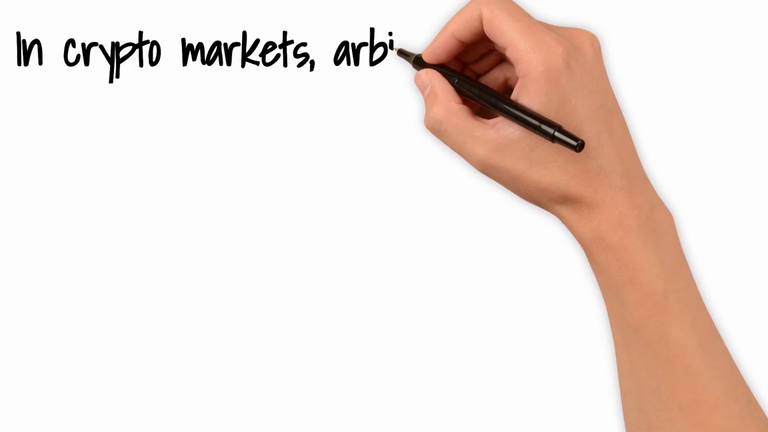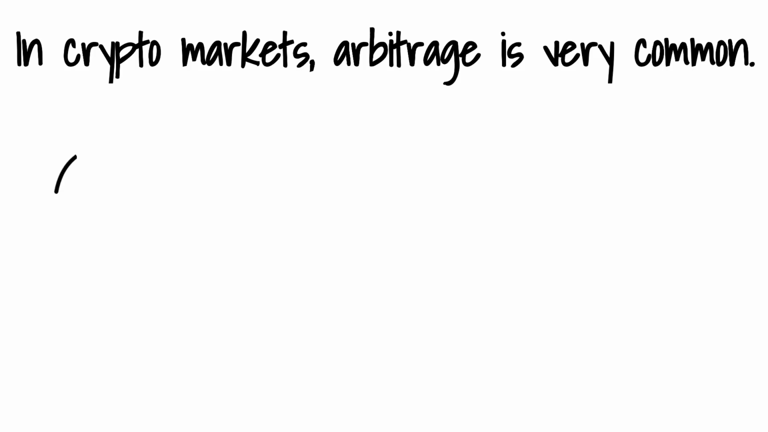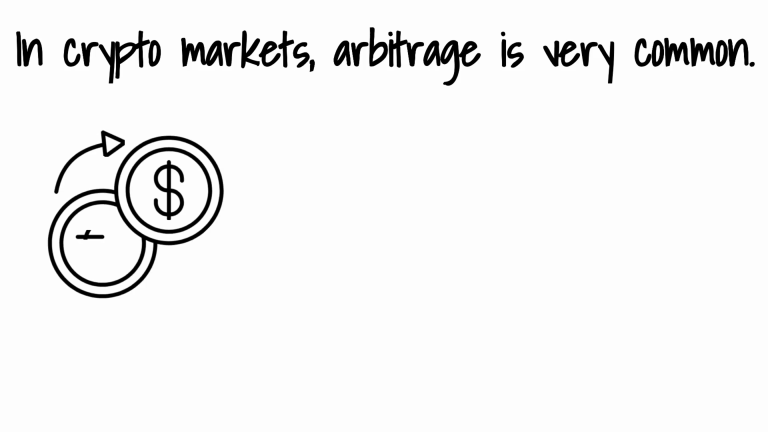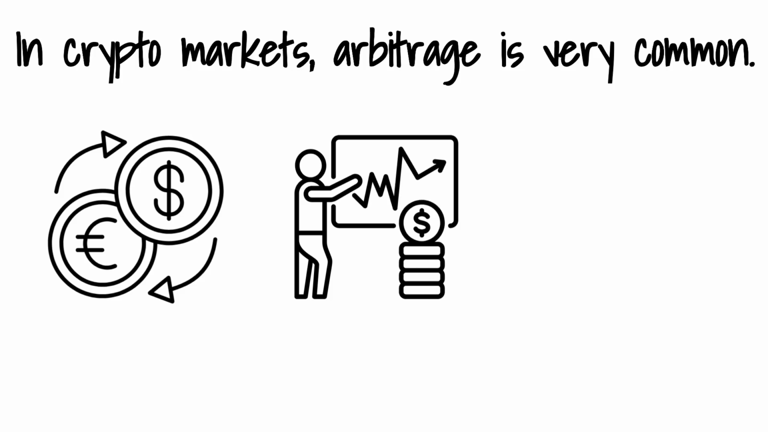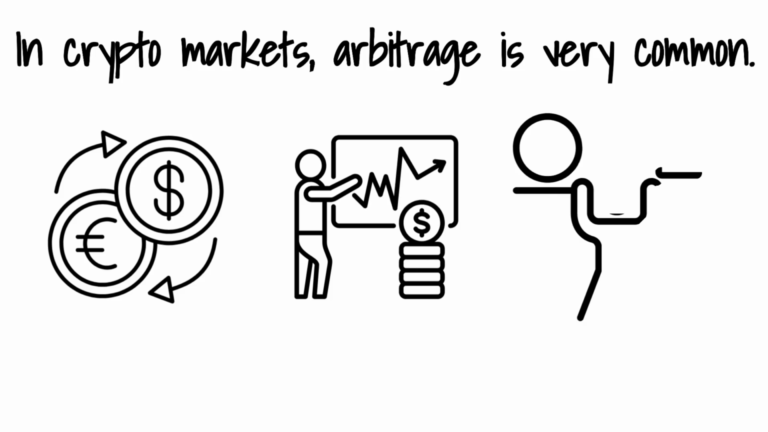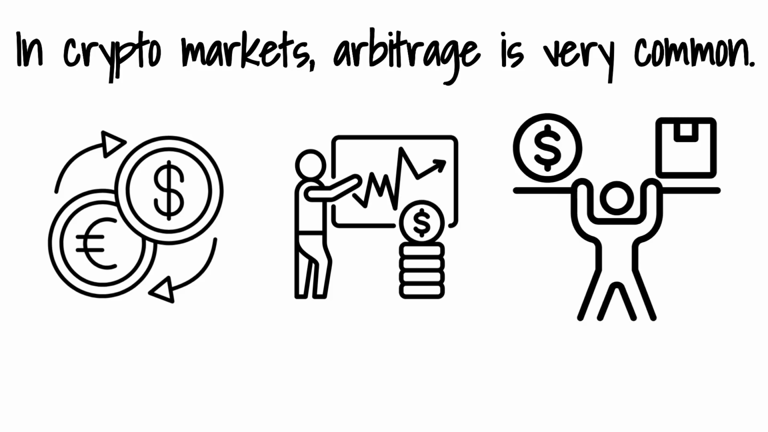In crypto markets, arbitrage is very common. The same coin can trade at slightly different prices on different exchanges. Traders and bots constantly exploit these gaps, which is why prices across exchanges usually stay very close.